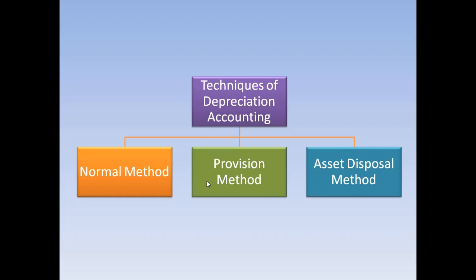So according to the normal method, the value of the asset, I mean the machine, will reduce every year. The cost was 20,000, and the next year it will be 18,000, next year 16,000, again next year 14,000. That is in the case of the normal method. Why? Because we are subtracting the value of depreciation from the cost of the machine every year, at the end of the year.